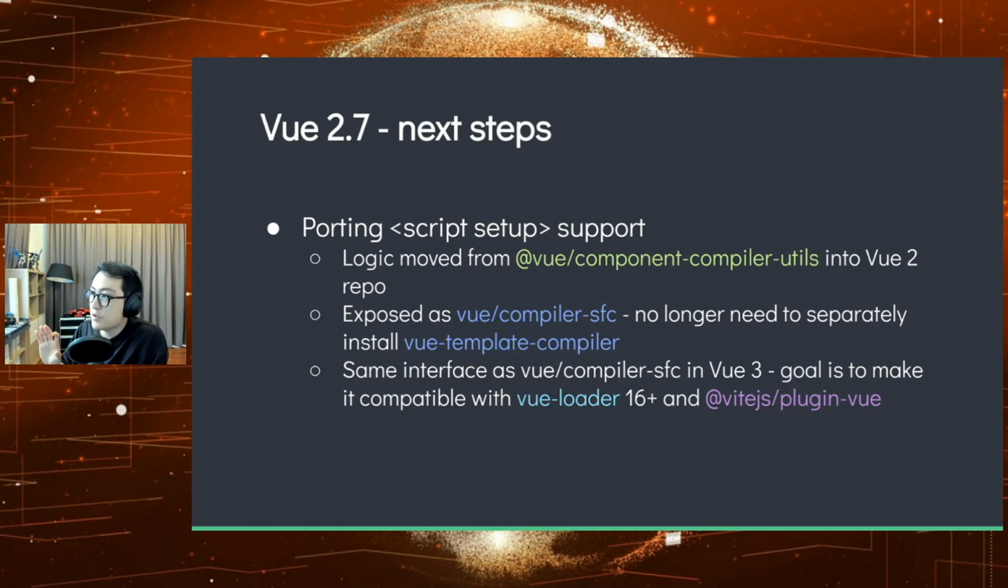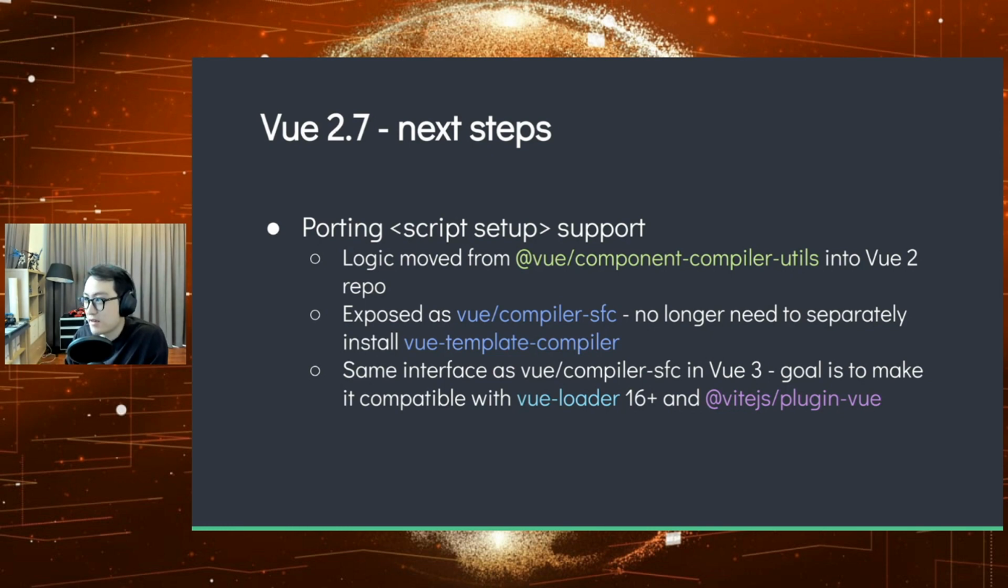This also means when you upgrade to 2.7 and then opt into the new setup, it'll be fully compatible with the existing setups. So when you upgrade, it won't break anything, but you can then opt into the new setup. You can then just remove Vue-template compiler as a pure dependency, and then upgrade to Vue Loader 16 Plus, or just directly use Vite plugin Vue, because the single file component compiler will have the exact same interface as Vue 3.